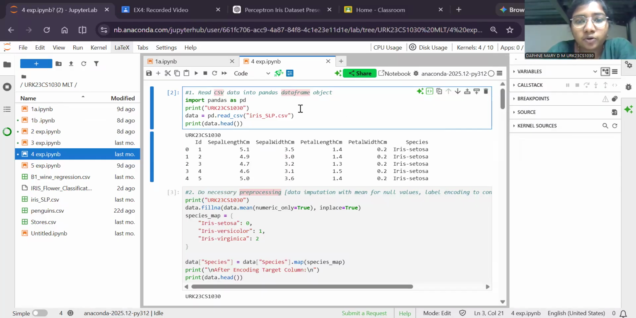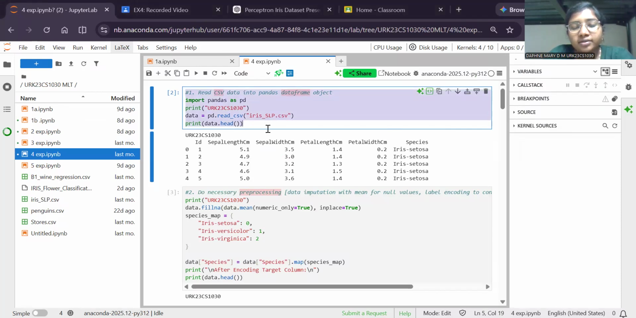Hello everyone. Today I'm going to present my experiment on classification using the perceptron algorithm on the iris dataset. The objective is to read and pre-process the dataset, train a simple machine learning model, and evaluate its performance. The first step is to read the dataset.